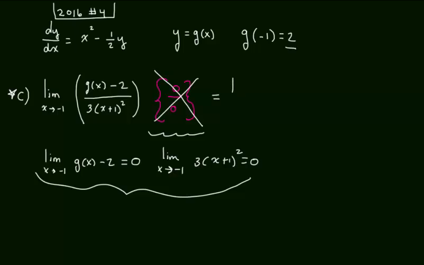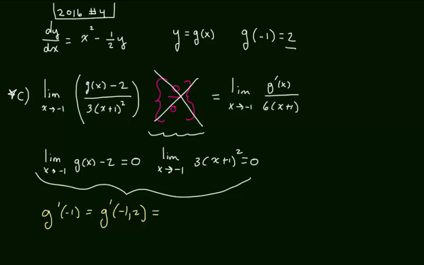And now, because of that, we're going to employ L'Hopital's rule, which is derivative over the derivative. And we showed earlier that g prime of -1 is equal to g prime of -1 comma 2 because it depends on x and y, which is going to be -1 squared minus 1/2 times 2, which equals 0.